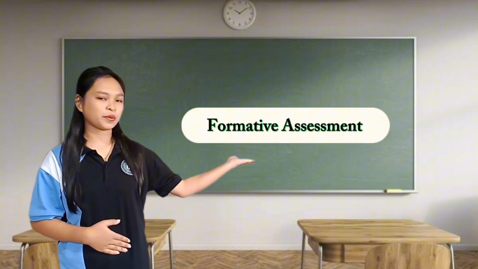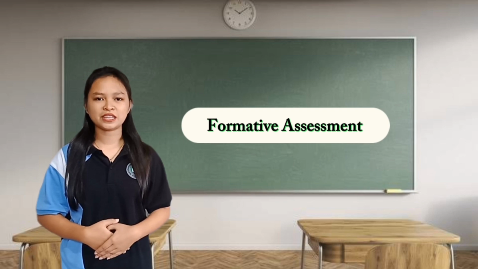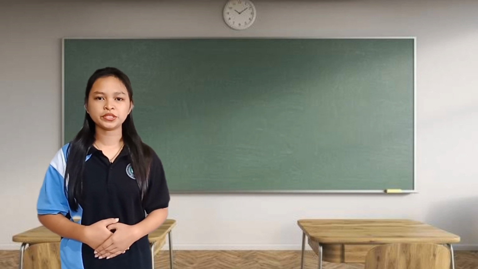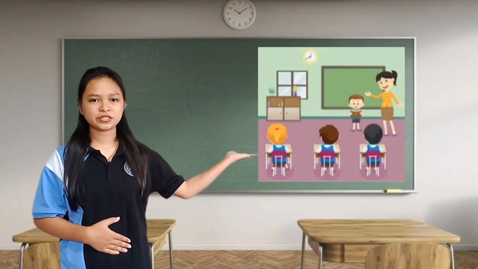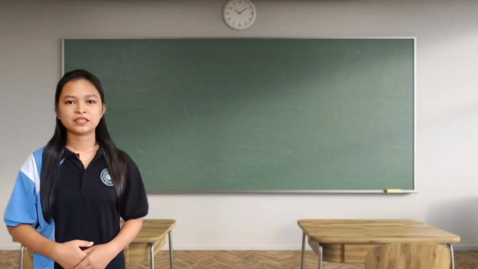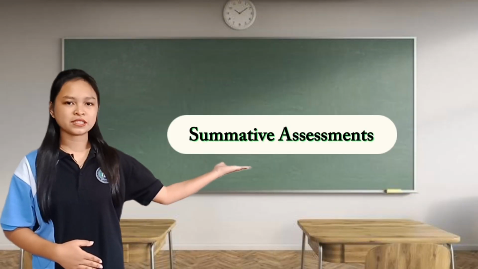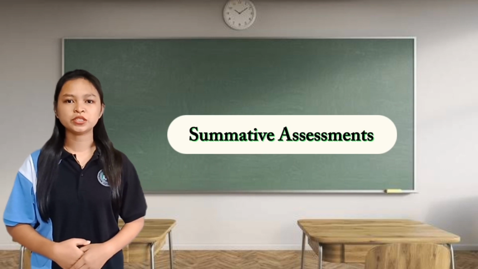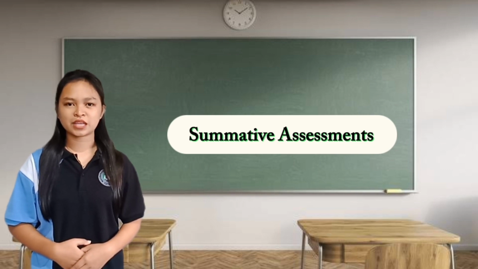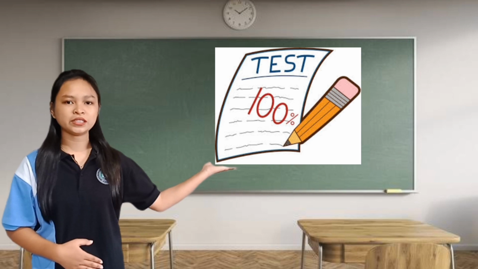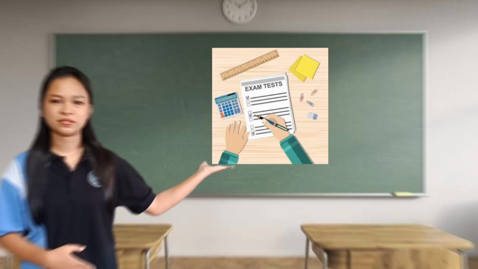The first one is formative assessment. It is done during the instructional process. It is used to assess students about their knowledge by sharing their ideas and opinions. The example for this is quizzes and recitations. The next one is summative assessment. It is done after the learning is completed. It aims to measure the student's academic achievements and learning. The example for this is the periodical test or examination.